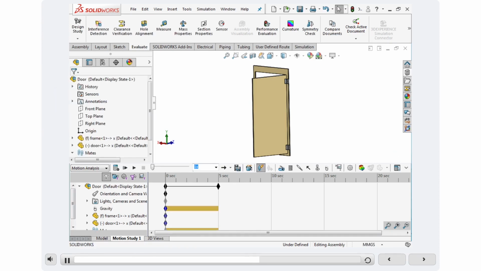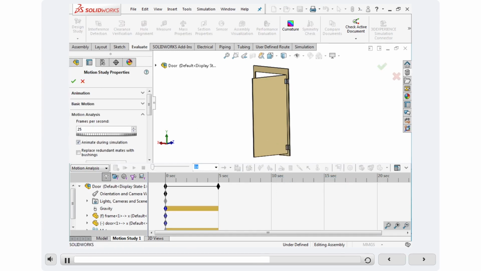Now we will change the study properties. Click Motion Study Properties. Set frames per second to 50. Make sure that Replace Redundant Mates with Bushings is cleared. We will discuss this option later. Click OK.